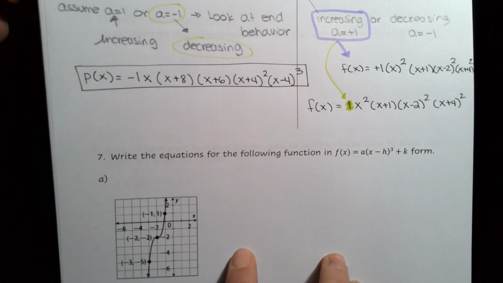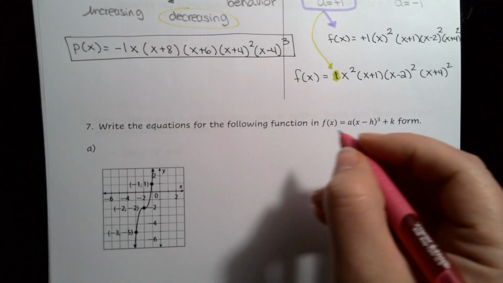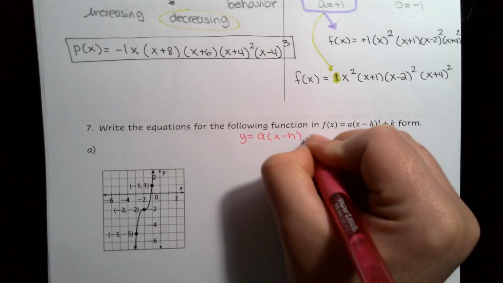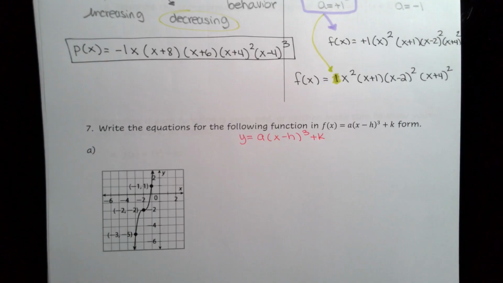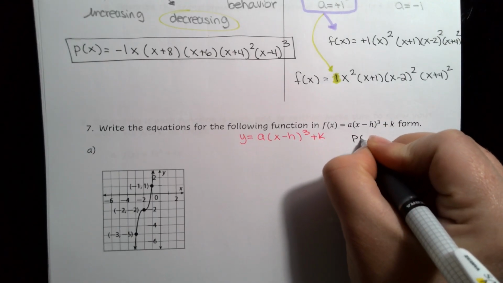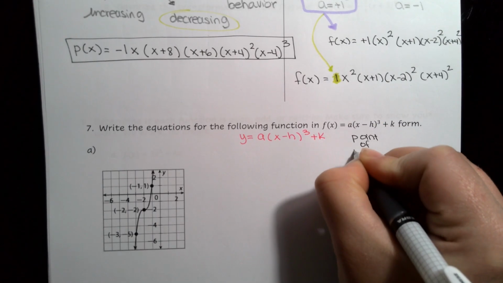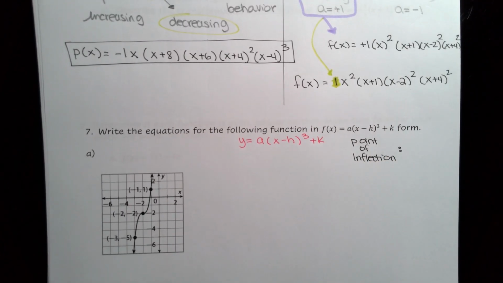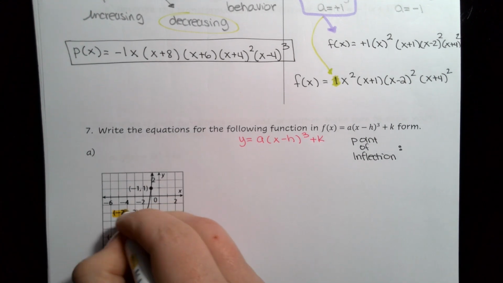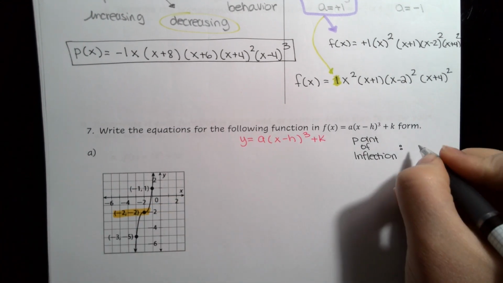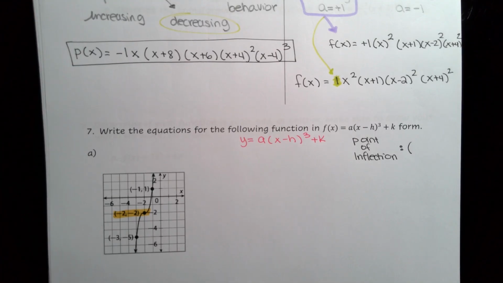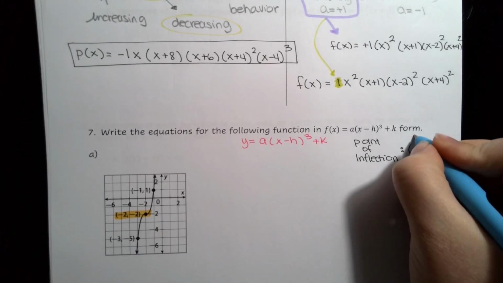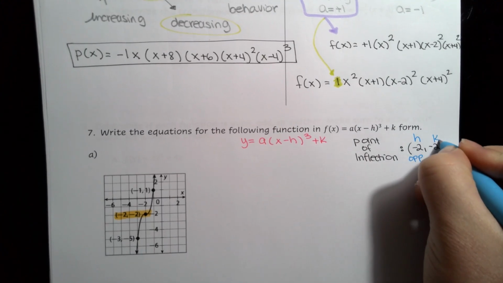Okay, moving on: write the equation for the following function. So this is a cubic function in a different format: y equals a times (x minus h) cubed plus k. You're going to start by identifying your point of inflection. Your point of inflection is going to be that bend. Wherever you see that bend happen, that's your point of inflection. So our point of inflection is going to be at -2 and -2. That is going to be your h and k values. Remember, h is always opposite of what you see. K is for keep.